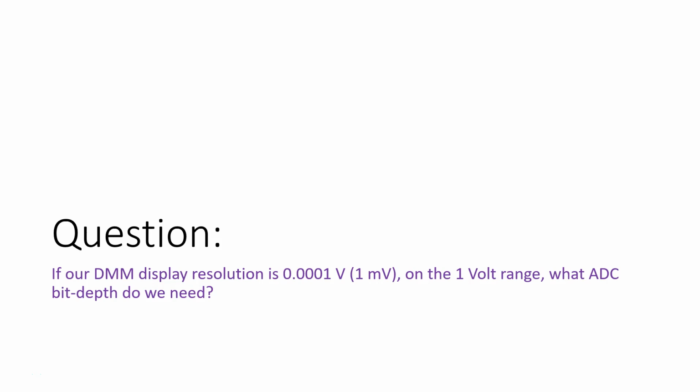So have a go at this. Try this one. If our digital multimeter display resolution is 1 millivolt on the 1 volt range, what ADC bit depth would we need? I've actually put 0.1 millivolt there, but let's say this is 1 millivolt, the resolution, on the 1 volt range. What is the bit depth that we need? What ADC do we need? Do we need a 4-bit ADC? Do we need an 8-bit ADC? Etc.